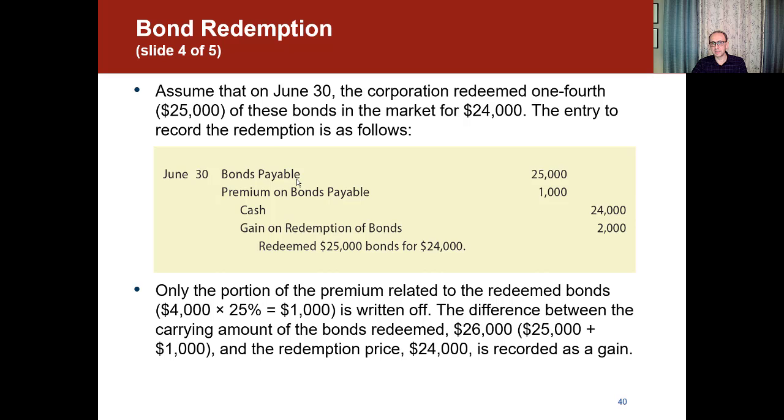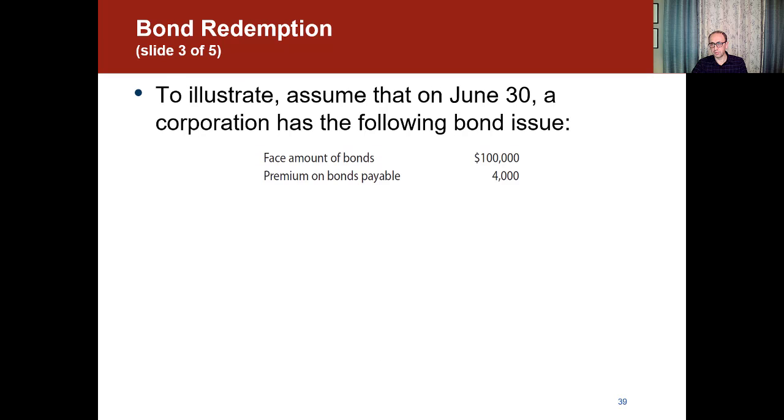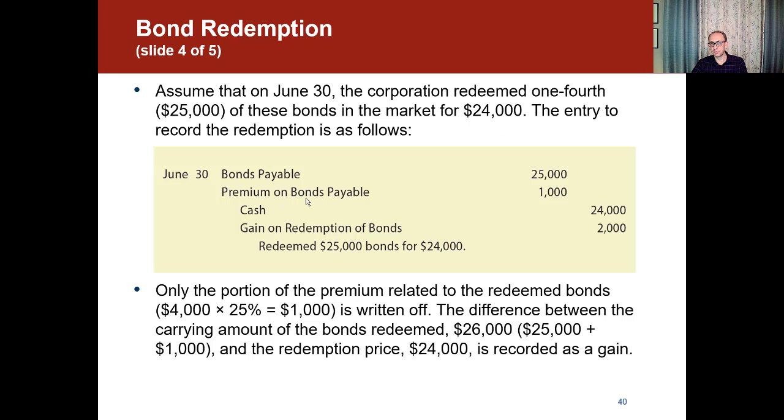Then the bond has a related premium. I just go back here. It was $100,000, and the $100,000 has a $4,000 premium. So 25% of the $4,000 is $1,000 because we only redeemed 25% of the $100,000. That's why we are canceling the premium on bonds payable for $1,000. So now on the debit side we have $26,000. On the credit side we have $24,000.